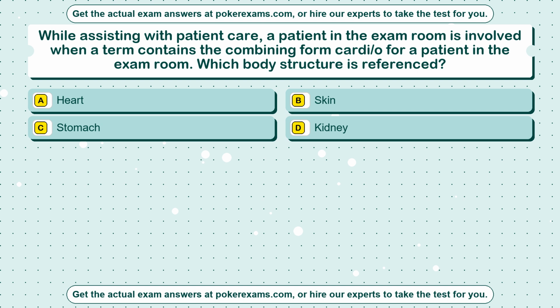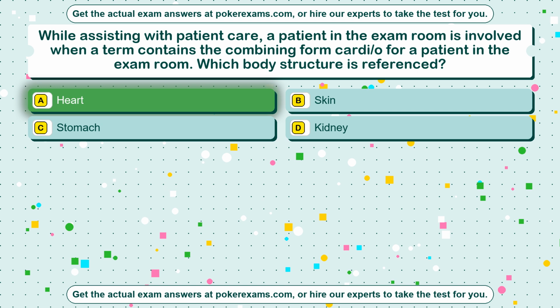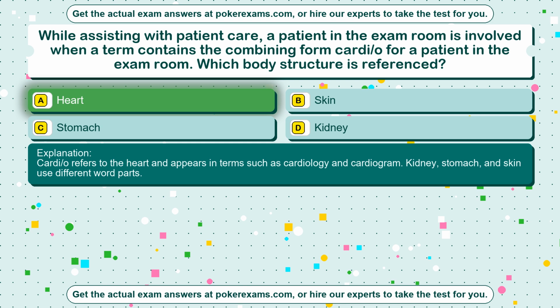Option A, heart. Option B, skin. Option C, stomach. Option D, kidney. The correct answer is option A, heart. CARDI/O refers to the heart and appears in terms such as cardiology and cardiogram. Kidney, stomach, and skin use different word parts.